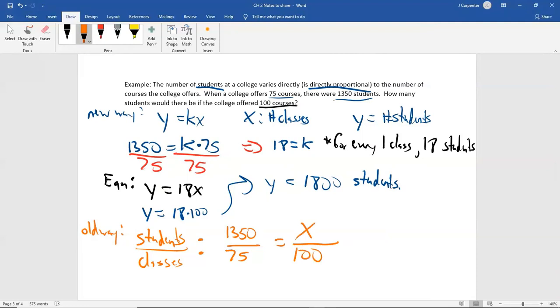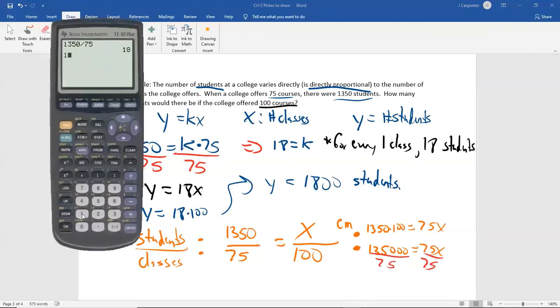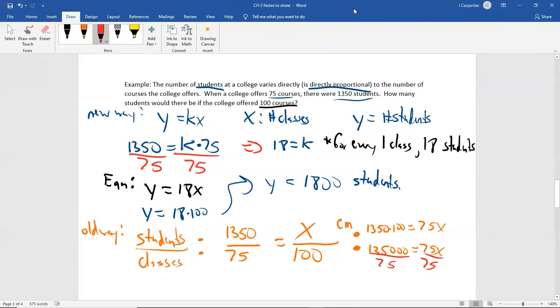I call it x. You're going to cross multiply, and you'll get 1,350 times 100 is equal to 75x. This is just a colon, by the way. 135,000 equals 75x. You're then going to divide both sides by 75. And let's see what we get. 135,000 divided by 75. Holy cow, we got the same answer, 1,800.